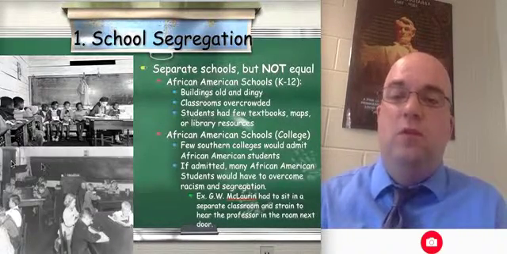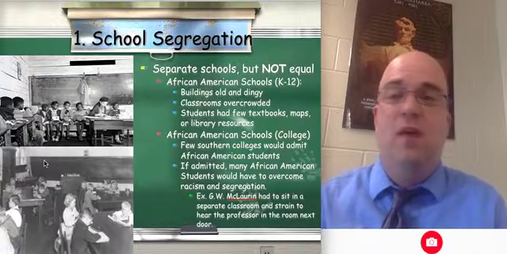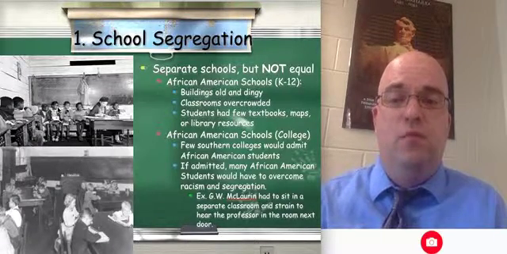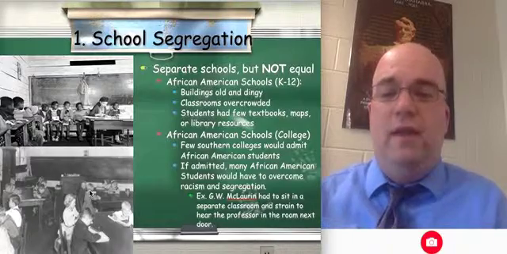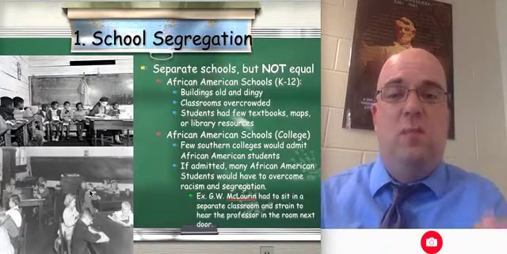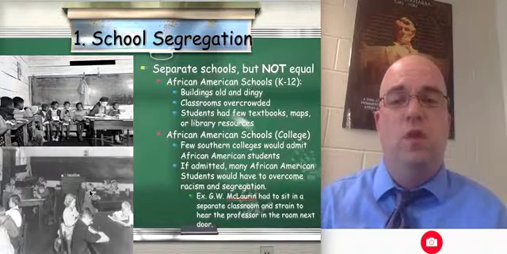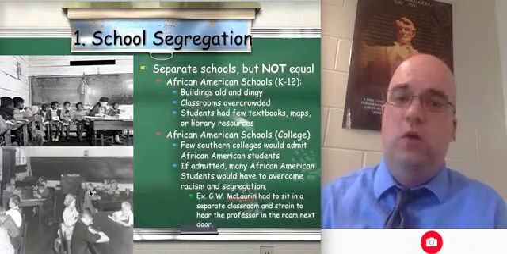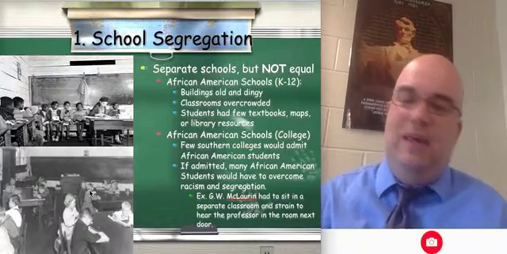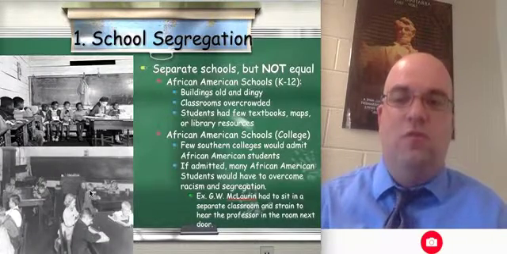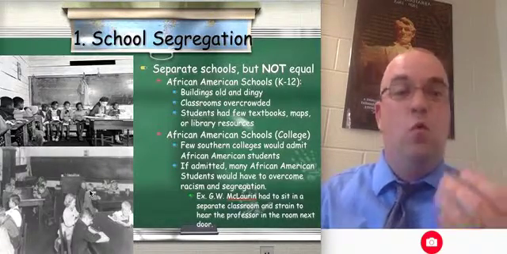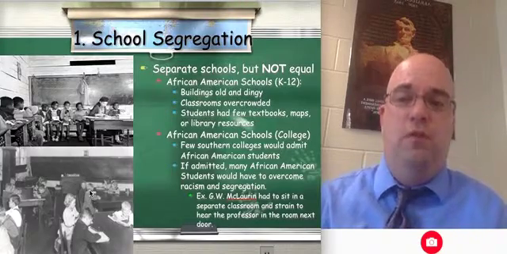So we see here two images from the same time period, an all African American elementary school and an all white elementary school. Totally separate. African Americans were in their own schools, white students were in their own separate schools. They were separate, but could you argue that they were equal? It's hard to make that argument. There's just too big a difference between the quality of these two schools.